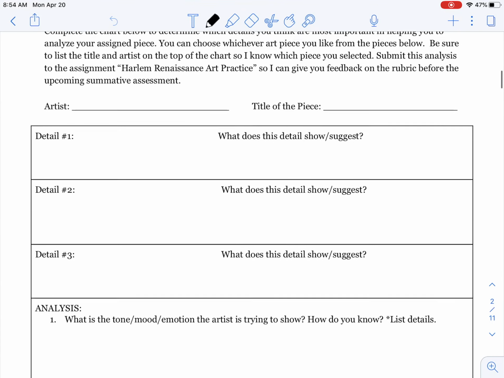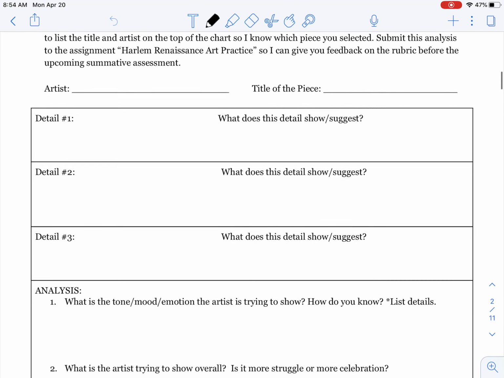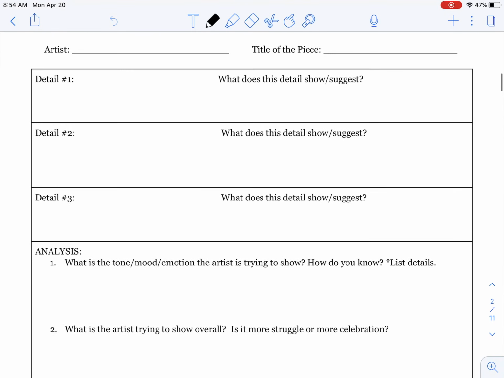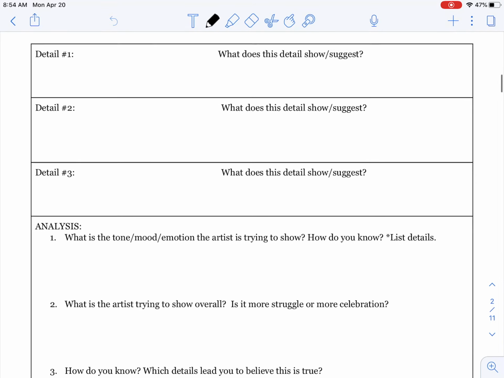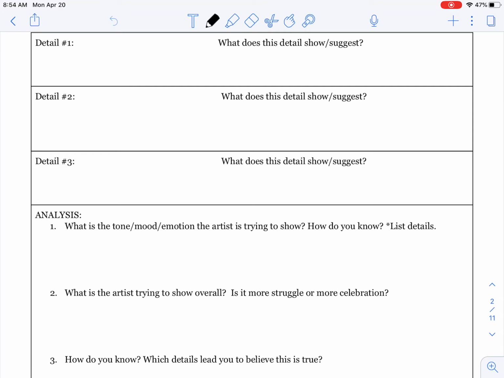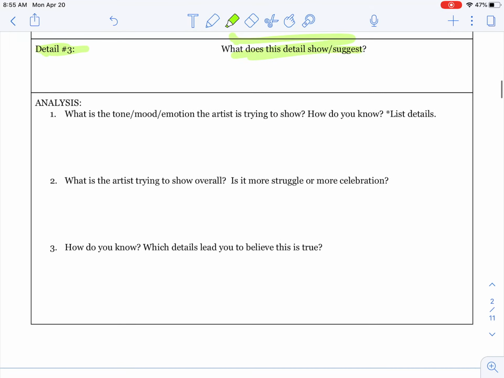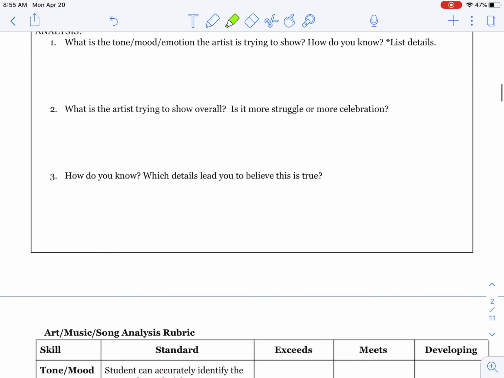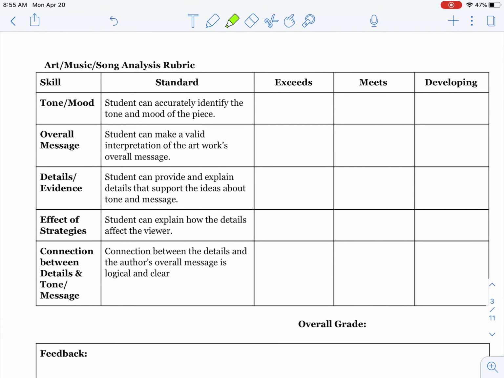The majority of your time will then be spent going over your chart here as to what details you find to be most important in the image that you choose, and then making an inference as to what you think the detail shows or suggests. So up here at the top, these parts are really just going to be thinking pieces, right? So what things do you notice and what do you think it tells us? Then the most important part is going to be down here. You get into the analysis. If you answer the questions in the way that they're supposed to, in order, you'll notice that it lines up perfectly with the rubric.